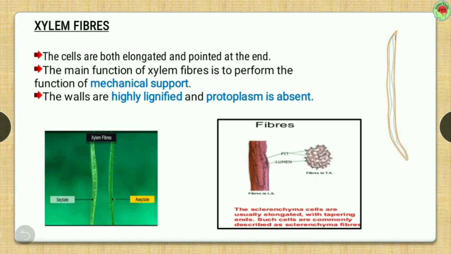Now here you can see in the first picture that fibers are of two types, septate and aseptate. Septate fiber, the first one, is a partitioned fiber, right? It has partitions through which water conduction takes place. The second picture is aseptate, which is without partition, where water conducts freely. Here you can see a transverse section of fiber. In the center, it has a pit and a large lumen. So this is about xylem fiber.